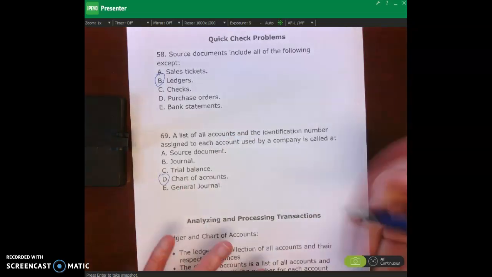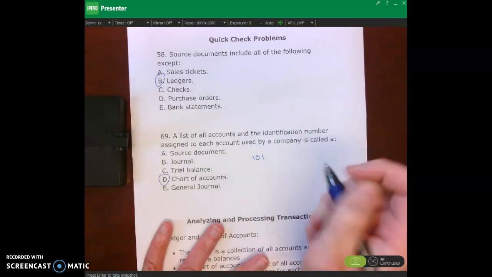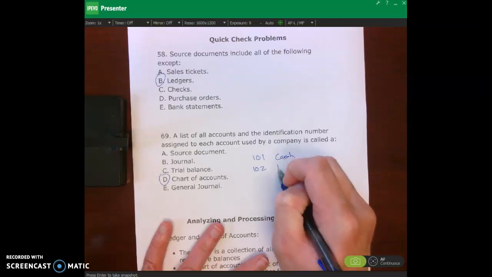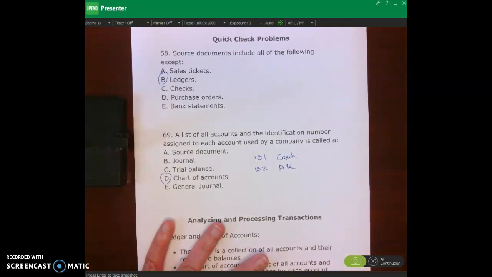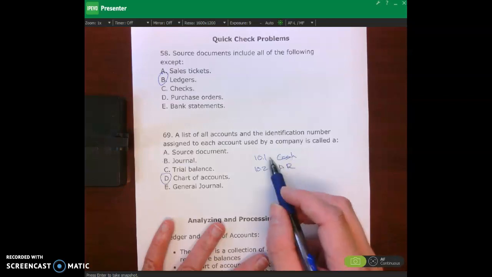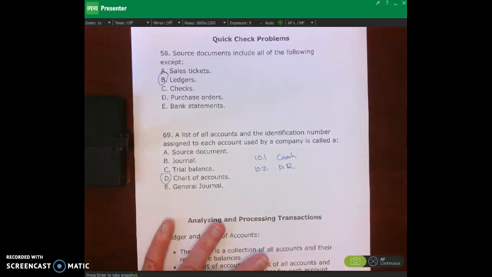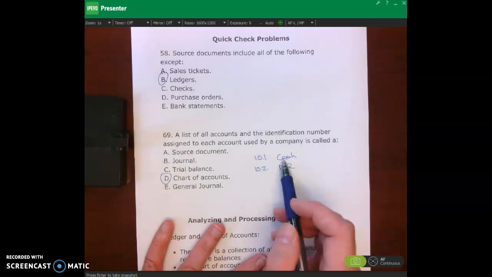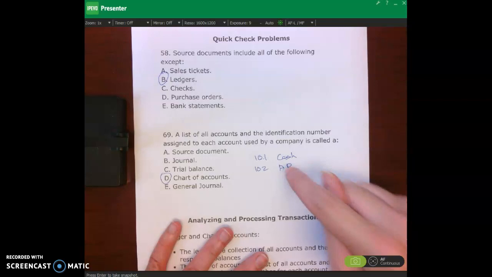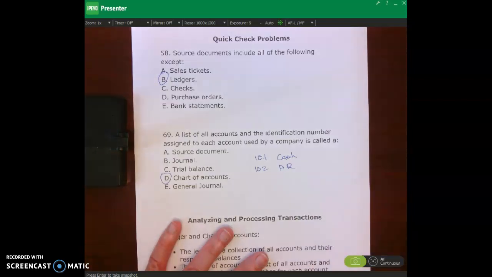And so what it looks like is maybe we have account number 101, and that is for cash. And then account number 102, and that is for AR, accounts receivable. And so this is how we would keep track of all of our accounts. It's just a numbering system, a list of all of our accounts and then their respective numbers, which helps us to keep track of all the accounts which are then in the general ledger.